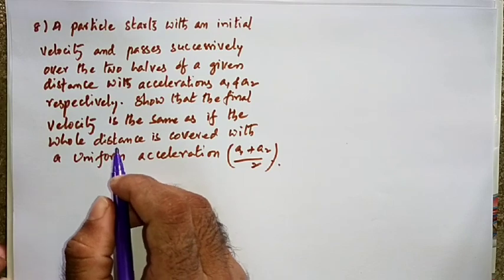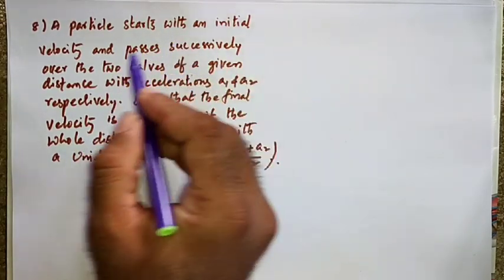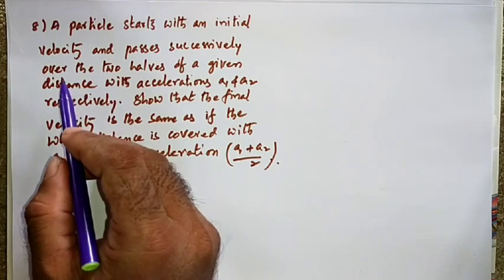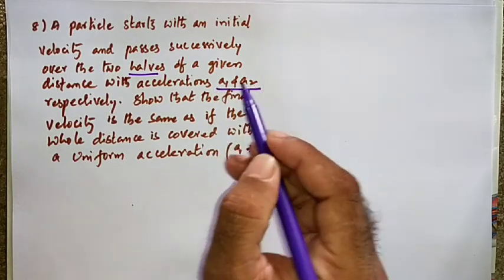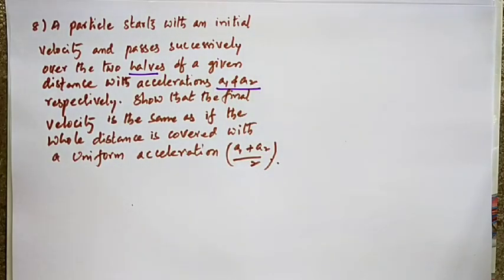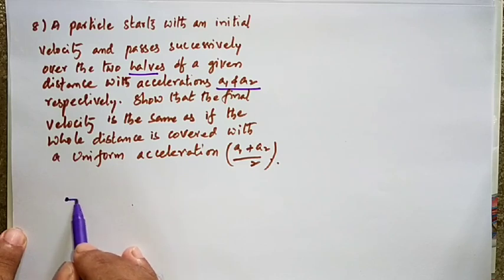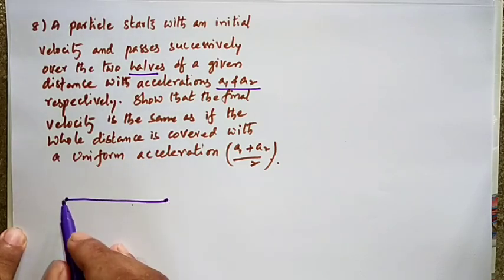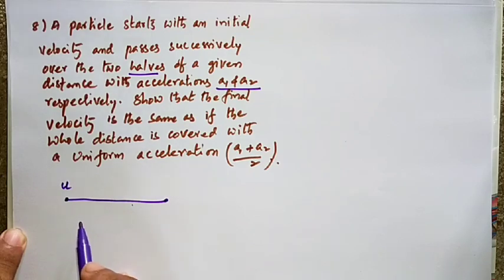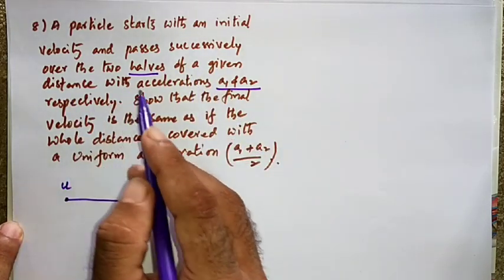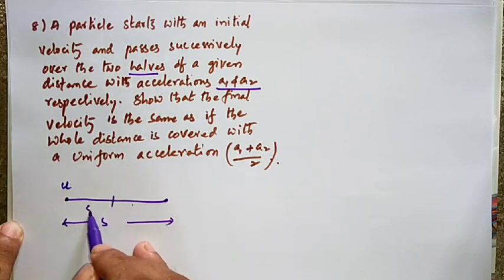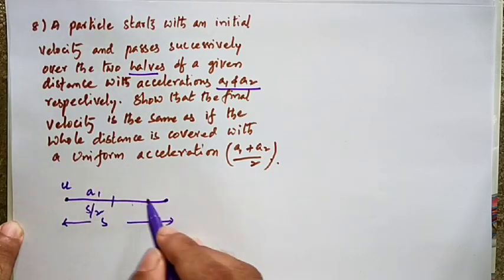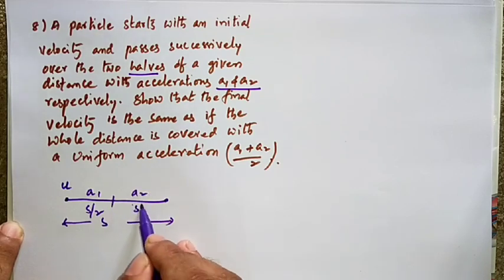Yes, see our 8th question. A particle starts with an initial velocity and passes successively over the two halves of a given distance with accelerations a1 and a2 respectively. Okay now, what does it mean? It means here the body is started with some initial velocity u, and it travels half of a given distance with the acceleration a1. Let us take total distance as s. Half of the distance is traveled with an acceleration a1, the remaining half travels with an acceleration a2.